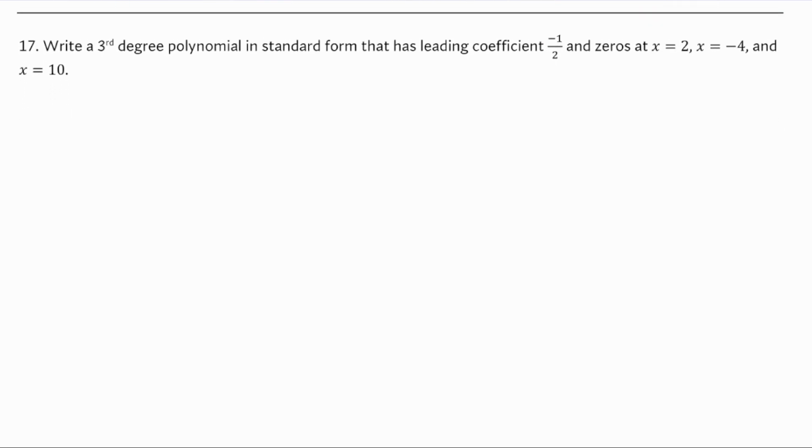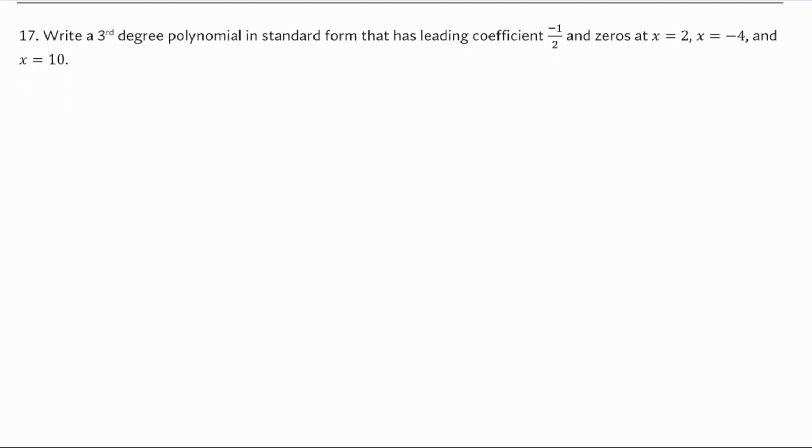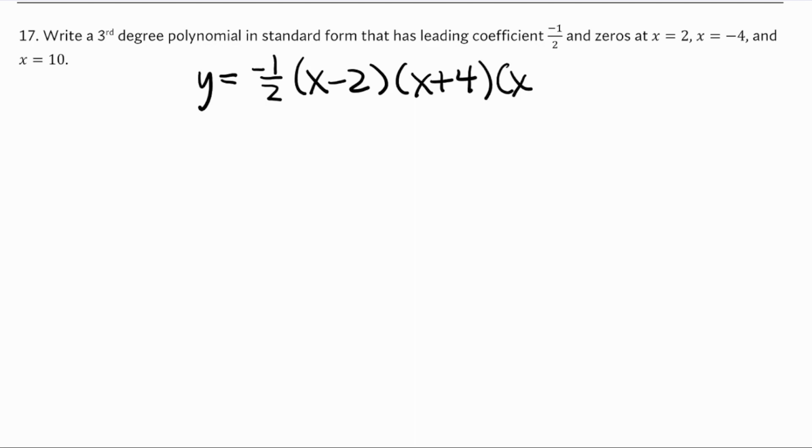We're going to write a third-degree polynomial in standard form that has leading coefficient -1/2 and zeros at 2, -4, and 10. Okay. Oh, man. This one's going to be the one. That's the one that builds character, right? Multiplying out all these factors. So it's going to be y equals -1/2 is going to be the leading coefficient. That's that a when we factored it out. We saw that when we were studying quadratics too. A times x minus 2 times x plus 4, because x minus -4, and x minus 10.